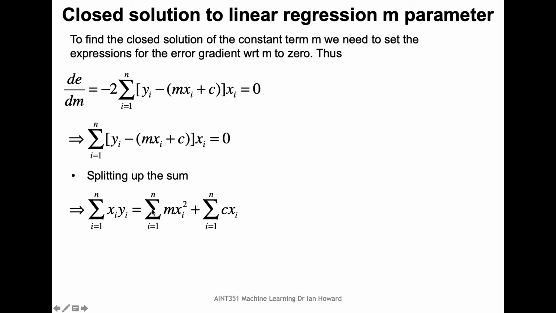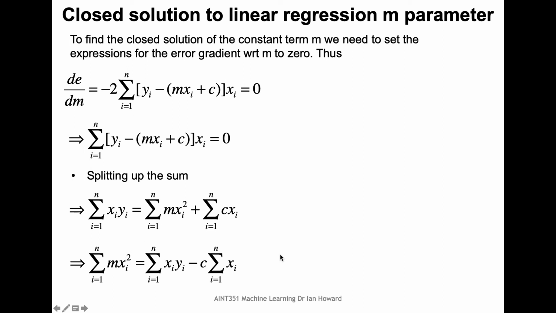So it's going to be equal to the sum across all data points i of m times xi squared, because we've got xi there and xi there, plus the sum across all data points of c xi, right? Now what is it actually we're trying to get? Well, we're trying to work out what m is from this expression, so we want to get a term on the left hand side with the m in it.